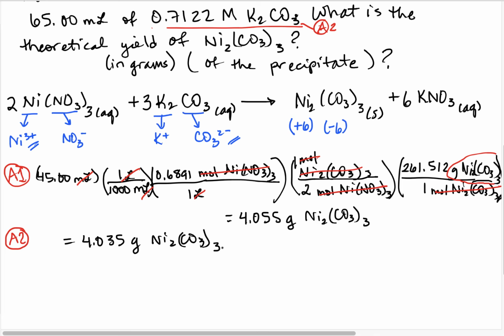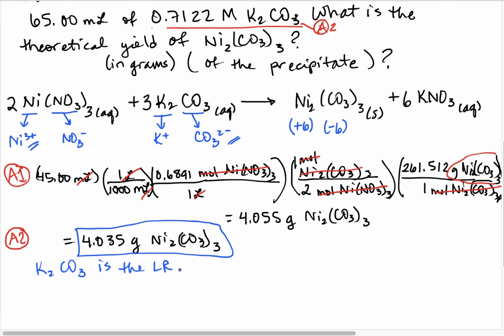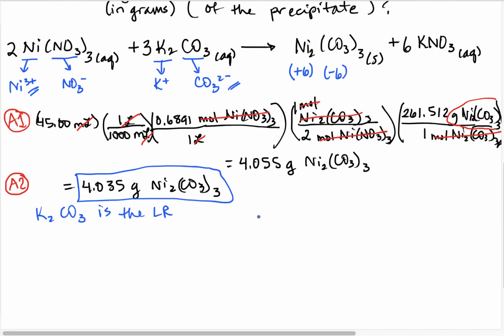So which is our correct answer here for the problem? What is the theoretical yield in grams? Well, when we do limiting reagent problems, we know that we need to go with the smaller of the two numbers. It means that the potassium carbonate is the limiting reagent, and we will run out of it first. And so when we run out of potassium carbonate, we've only made 4.035 grams of nickel carbonate. It's actually not very much different from the other one, but that's how limiting reagent problems work. Whatever the smaller number is, that is our answer.